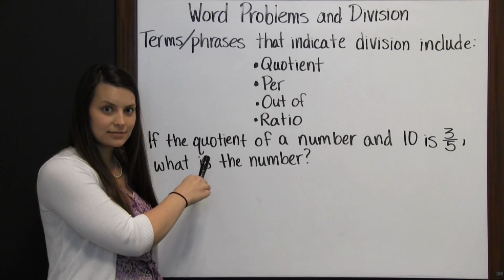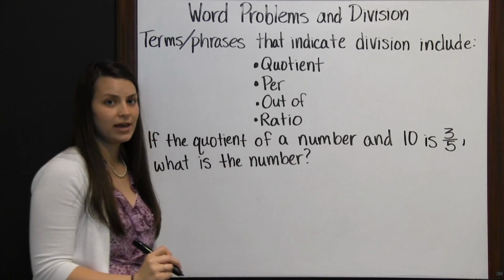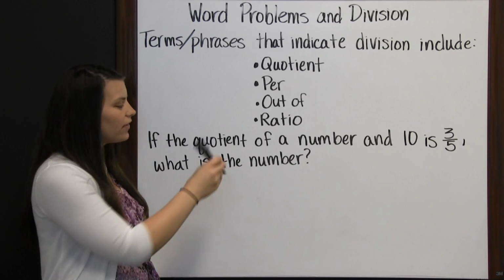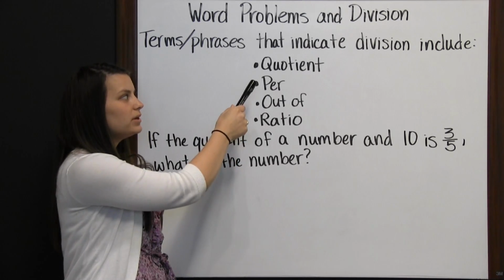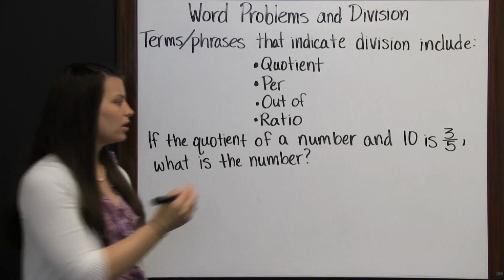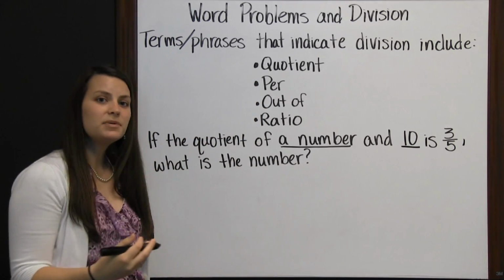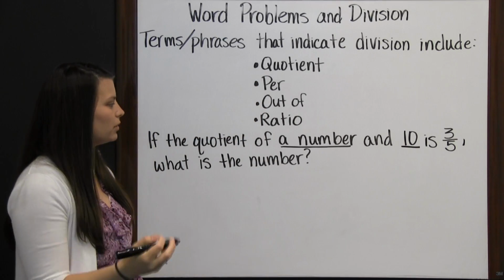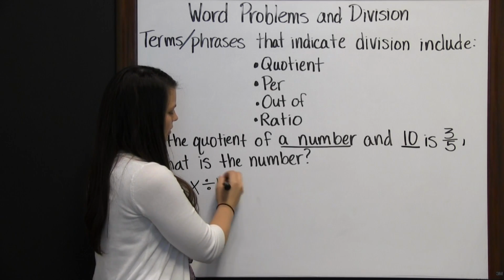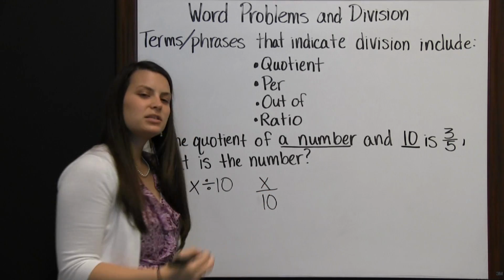If the quotient, there's one of our key words, of a number and 10 is 3/5, what is the number? So again, we saw that keyword quotient, which tells us we're going to be dividing something. We're going to be dividing two numbers. And those numbers we're dividing are a number and 10. And they must be divided in that order. So when we write our division problem, we could write it as x divided by 10. But it must be in that order.